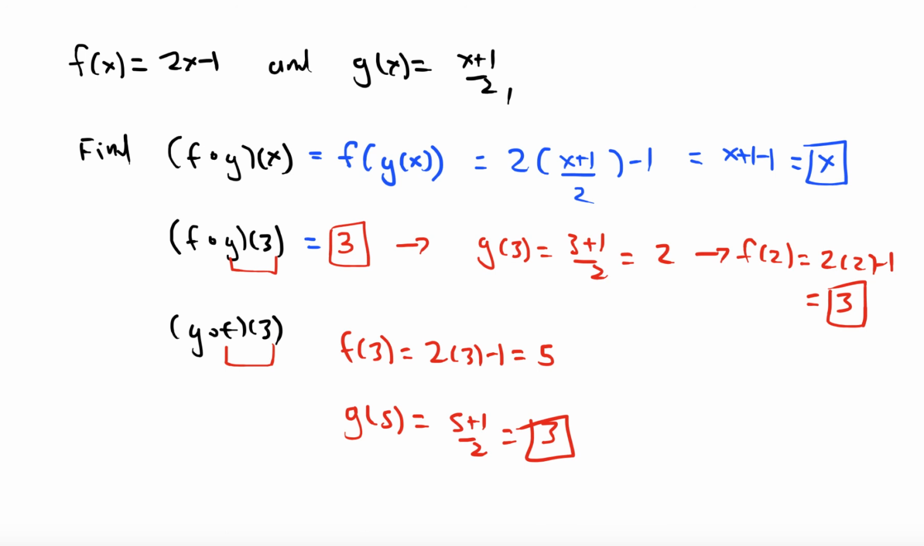So this is not really a coincidence. These two functions, f and g, are inverses of each other. We really haven't learned that yet, but this is a special case where we just end up with the input value as the solution here.